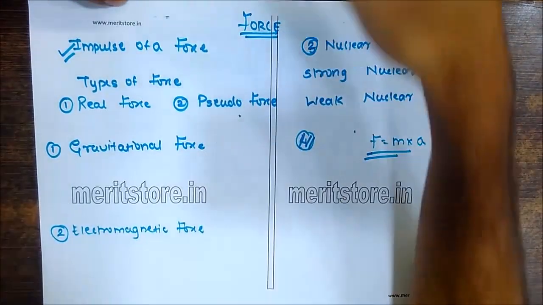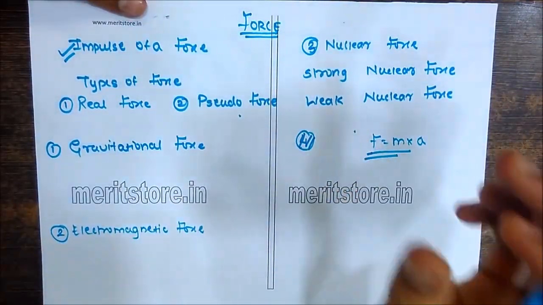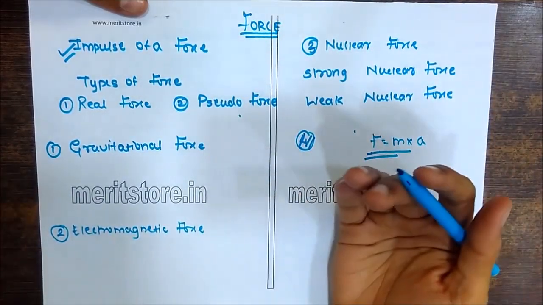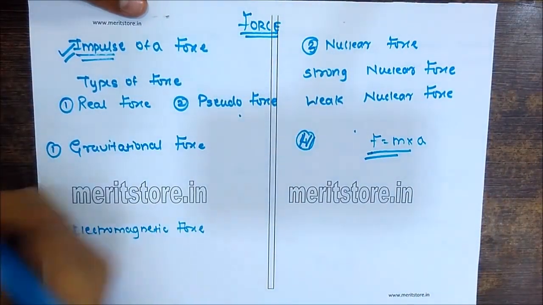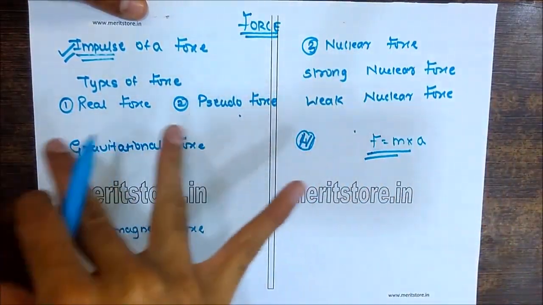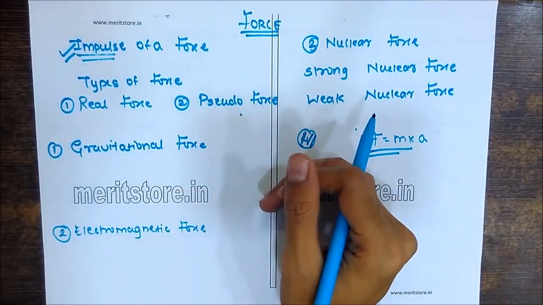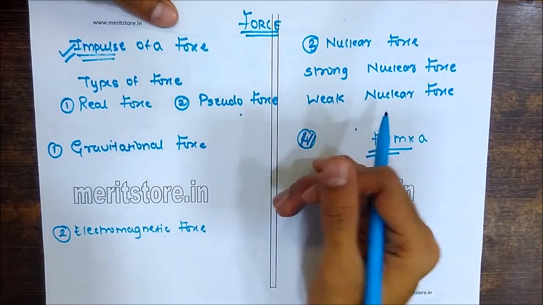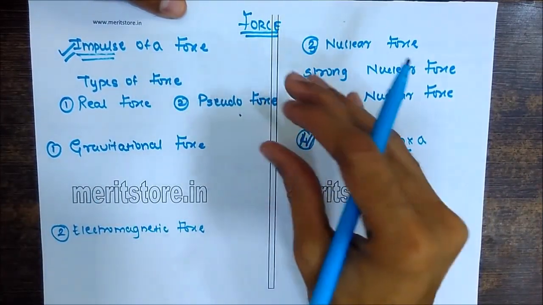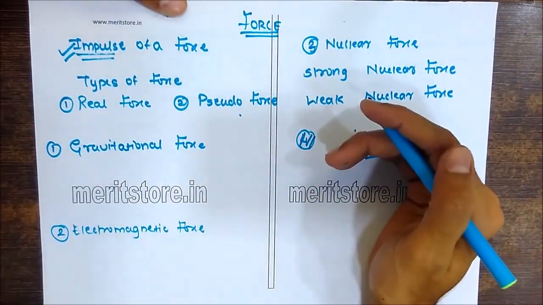That is, when a batsman hits a ball, the force exerted by the bat on the ball acts for a specific short interval of time. If we calculate that amount of force, that is called the impulse of a force. The forces we use in day-to-day life are of two types: real forces and pseudo forces. Real forces are the forces which we know exist, and pseudo forces are forces which we use in our day-to-day life, but we don't know that such forces are used.